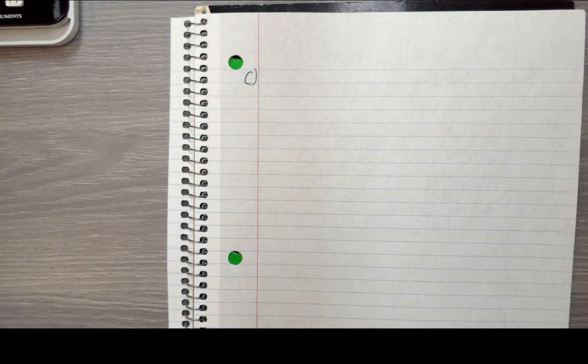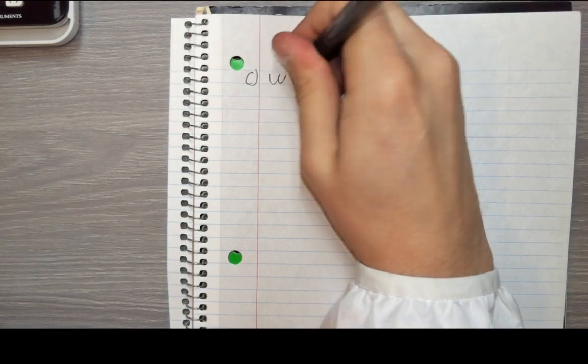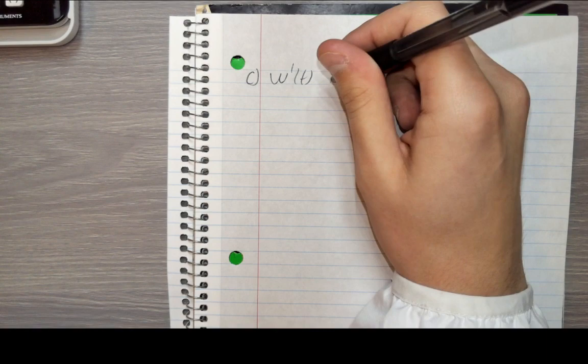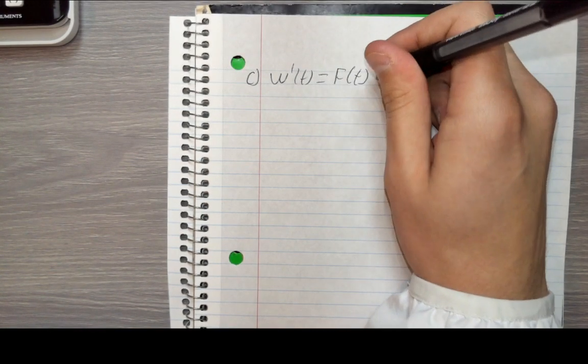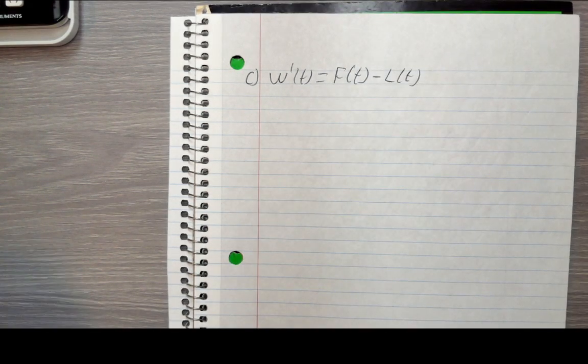Okay. So, is there a time t for which the rate of change of the volume, in other words, remember, the rate of change of the volume is what we call W prime of t, which we know, right, we already wrote this down, is equal to f of t minus L of t. So this is stuff we've already done. This is what the question's asking, right?